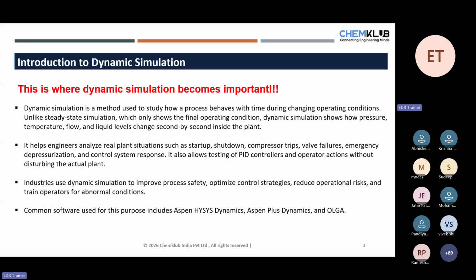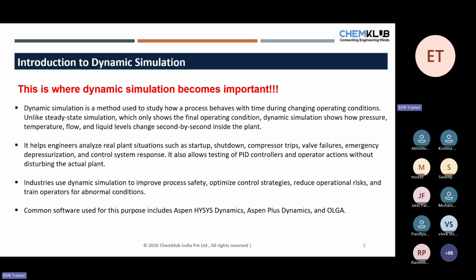So industry uses dynamic simulation extensively: to improve process safety, reduce operational risk, optimize control strategies, validate shutdown philosophy, train operators, and improve plant reliability. Dynamic simulation is sometimes mandatory in projects in the Middle East. If you compare Indian operators versus Middle East operators, the Indian operators have more of a risk appetite that has been given to them by their management.